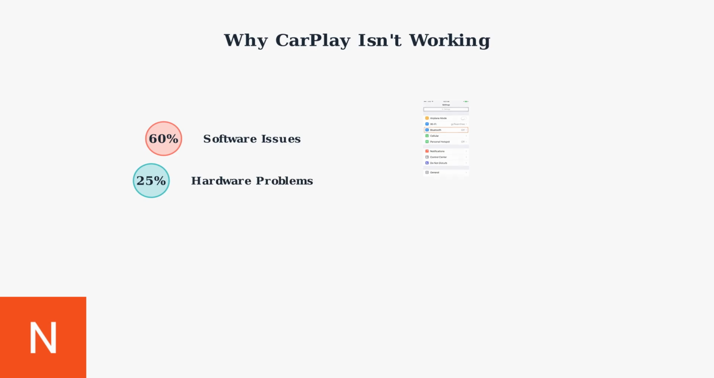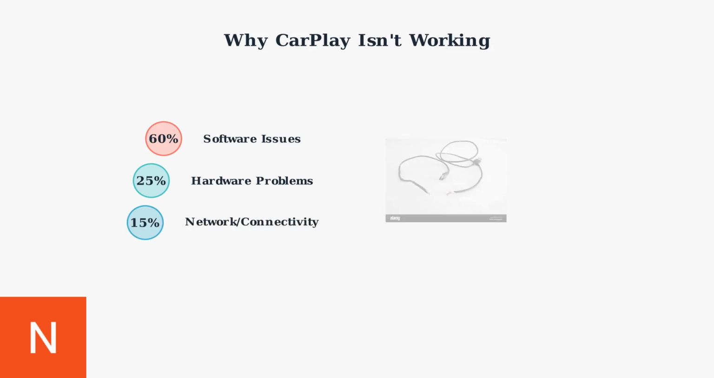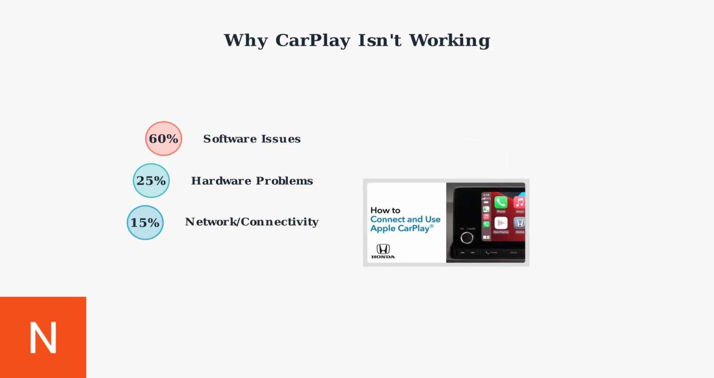Hardware problems make up 25% of cases. This includes faulty USB cables, damaged Lightning or USB-C connectors, and vehicle infotainment system malfunctions. Network and connectivity issues represent 15% of failures. These involve Wi-Fi interference in wireless setups, Bluetooth pairing conflicts, and outdated vehicle software.